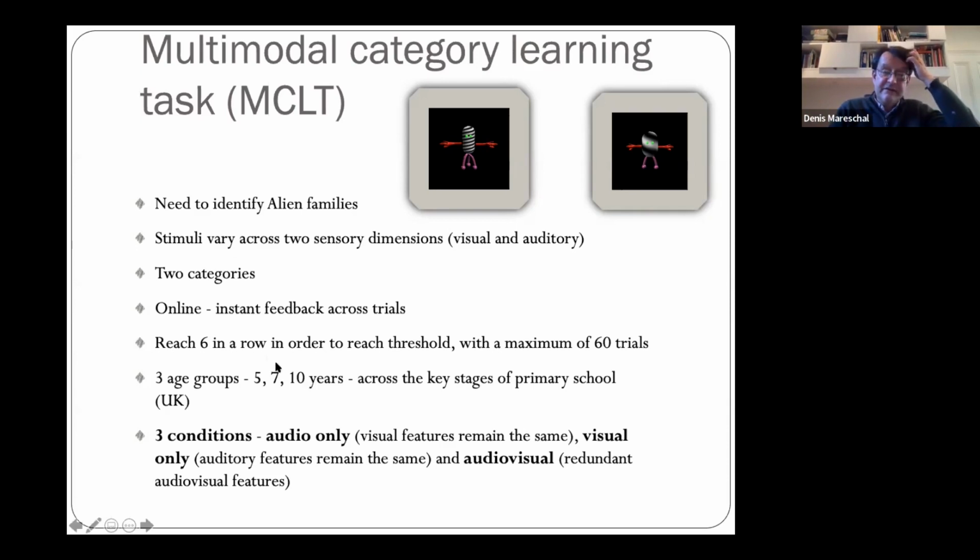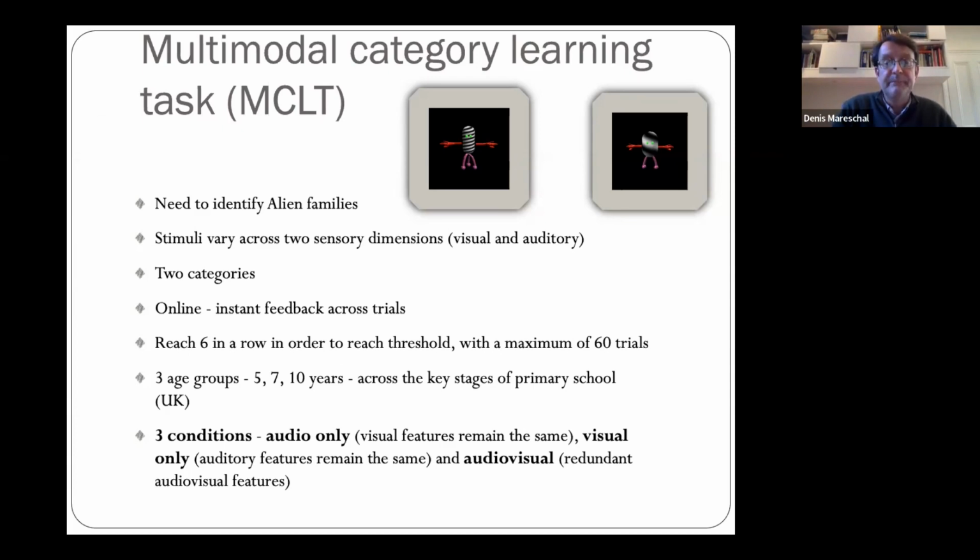And here we tested 3 age groups: year 1, year 3, and year 5, which is 5, 6, 7, 8, and 9, 10 in the UK. So it's a between subject design, with 3 conditions: audio only, in which they always had the same alien appearance but different sounds; visual only, in which they had all kinds of different looking aliens, but the sound was always the same; and then audio visual, where there was a unique sound and visual appearance for each individual alien, but these were actually redundant. So they both pointed to the same category membership of the family.